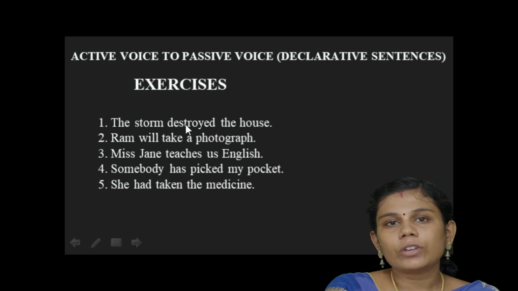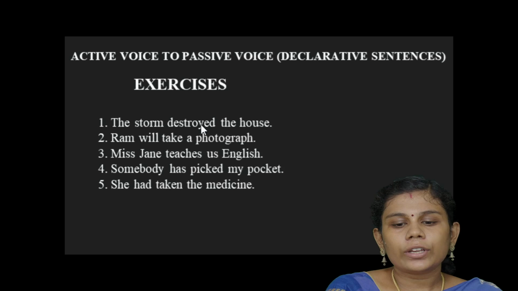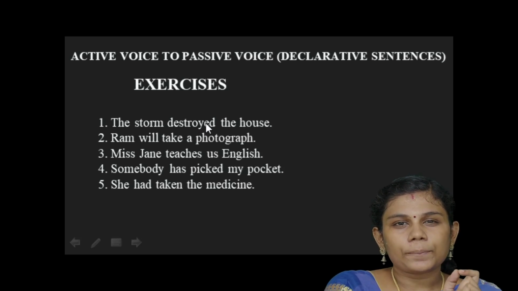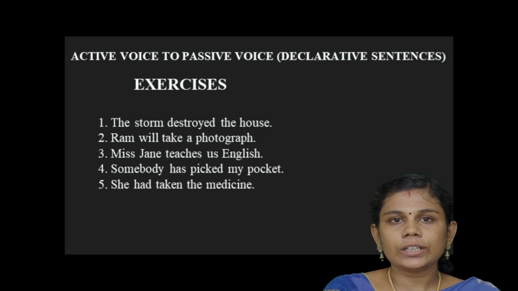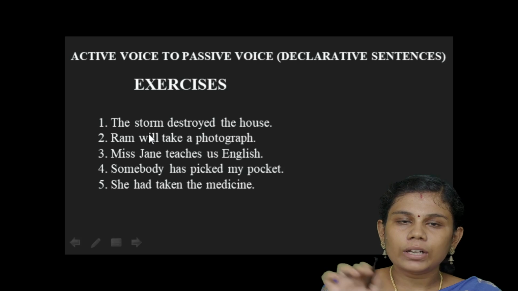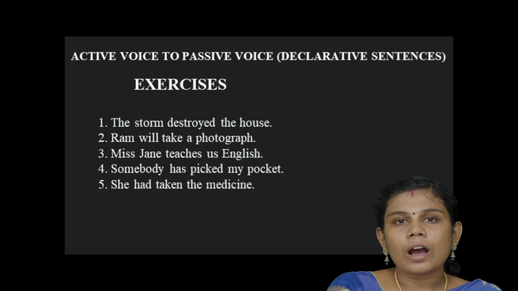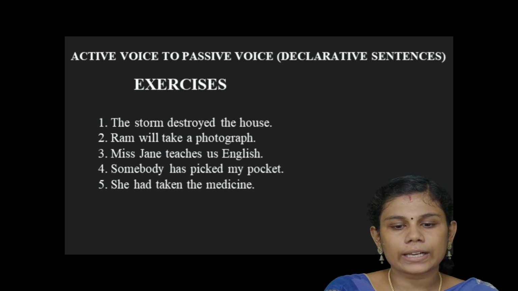Next step, what do we have to do? We have to change the verb. Here destroyed indicates simple past tense, so this destroyed should change into was destroyed. Next we have to add by, the conjunction. Next the storm will take the place of the object. So what will be the answer? The house was destroyed by the storm. That will be the correct answer.